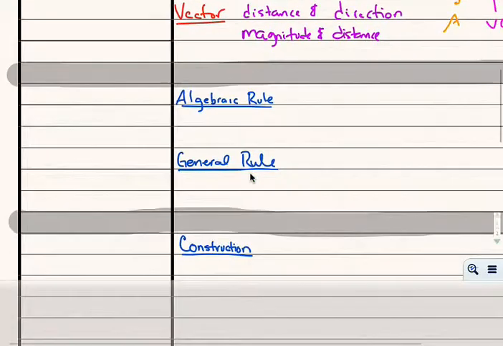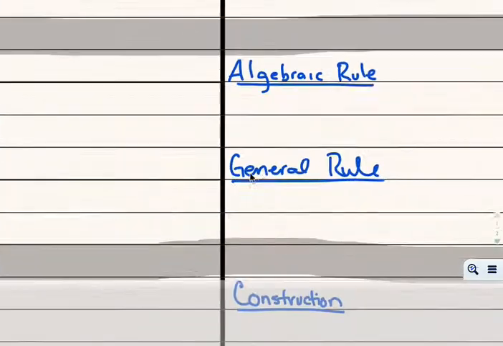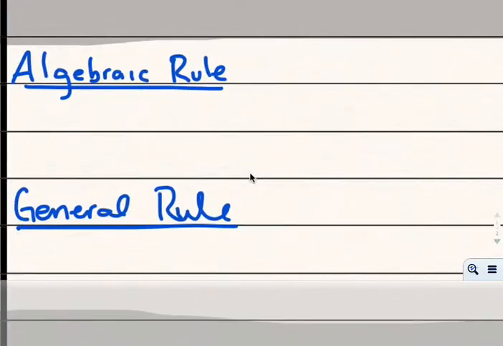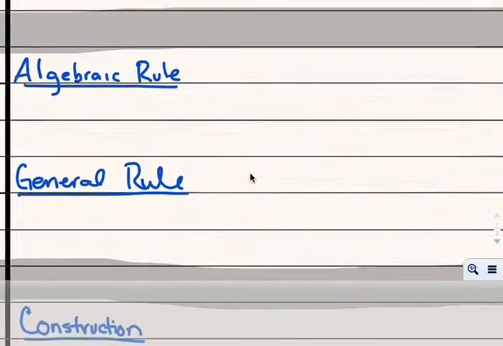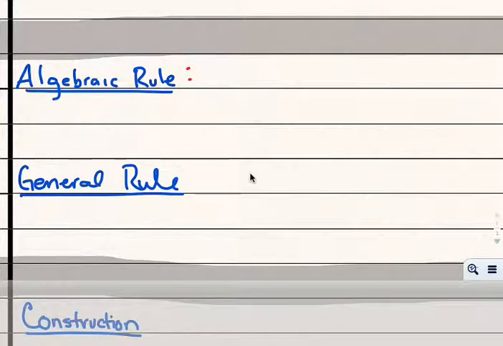Let's talk about these guys right here. So if you're talking about these two things, the algebraic rule and the general rule, I would say that these two have a part to play in the description of a vector. So let's first jump into the notes, and make my statement make a little more sense.